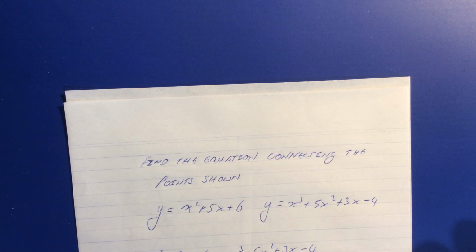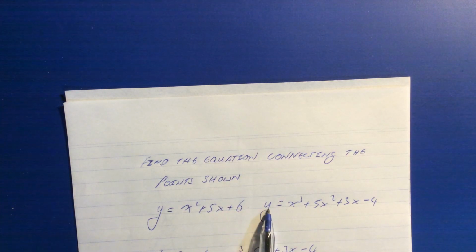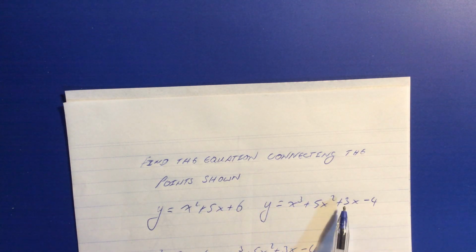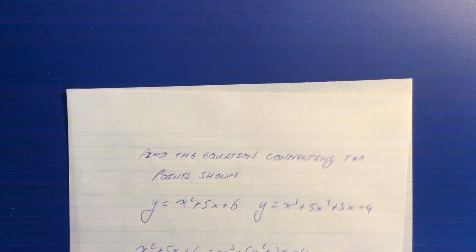Today we're going to find the equation connecting the points shown. The points that were shown are in the header to this video, and the two equations are y equals x squared plus 5x plus 6 and y equals x cubed plus 5x squared plus 3x minus 4. Now, this is typical of an exam question because there's a hook in it.